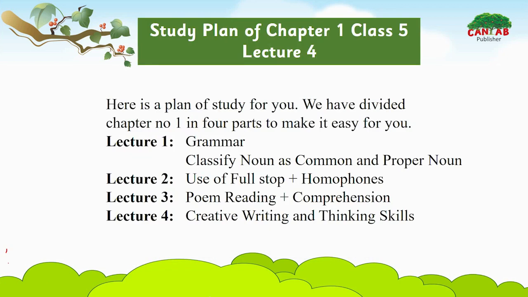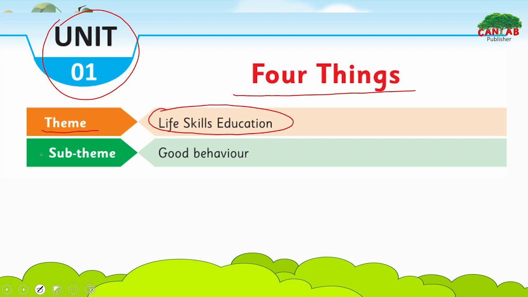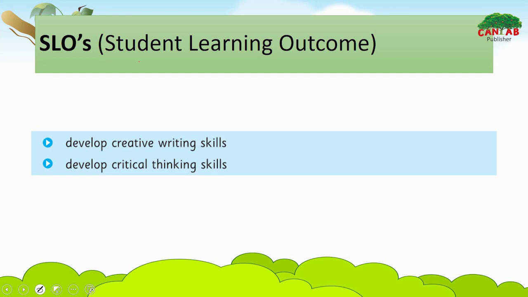So here we are at lecture number 4 of chapter number 1. Our lecture number 4 is on creative writing and thinking skills. Our unit number 1 is 4 things. Its theme is life skills and education, and the sub-theme is good behavior. Today's student learning outcomes are to develop creative writing skills and to develop critical thinking skills.